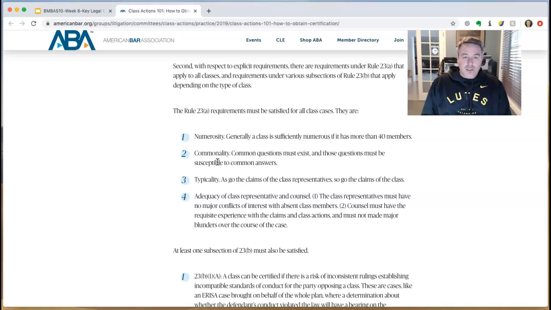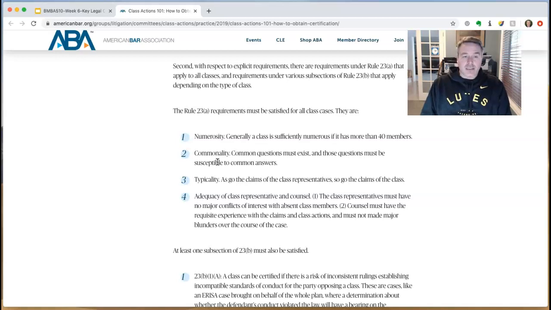Typicality is the next one. The requirement there is that whoever the class representative is, so anytime you have a class action, there's always one member of the class who's what we call the named plaintiff. They're the ones who actually bring the case. Like in my fax example, the one person who received the fax sues on behalf of everybody else. And so the named plaintiff has to be the representative of the class.